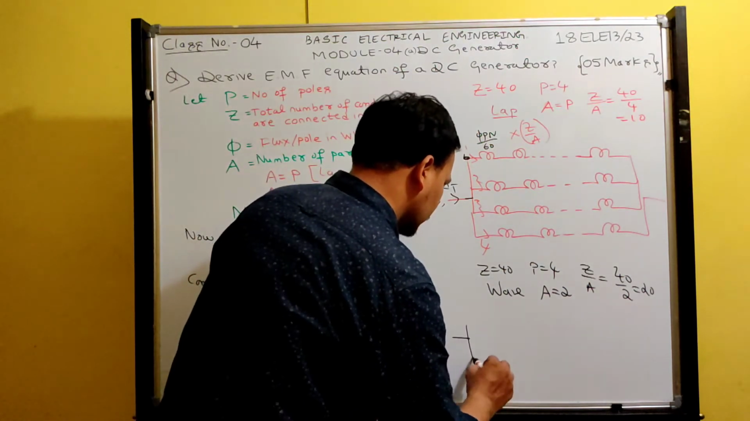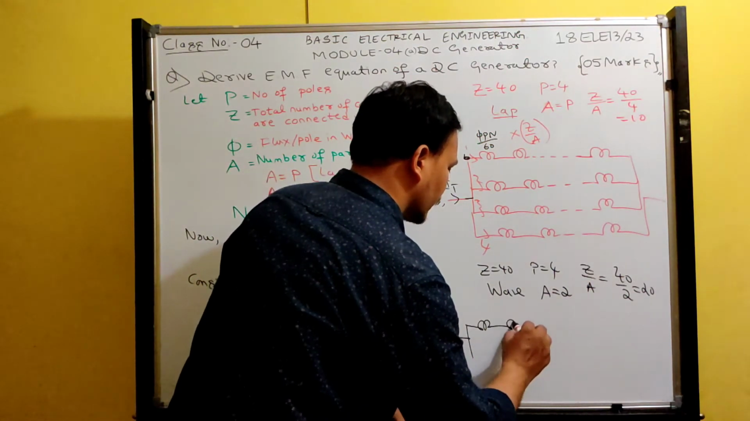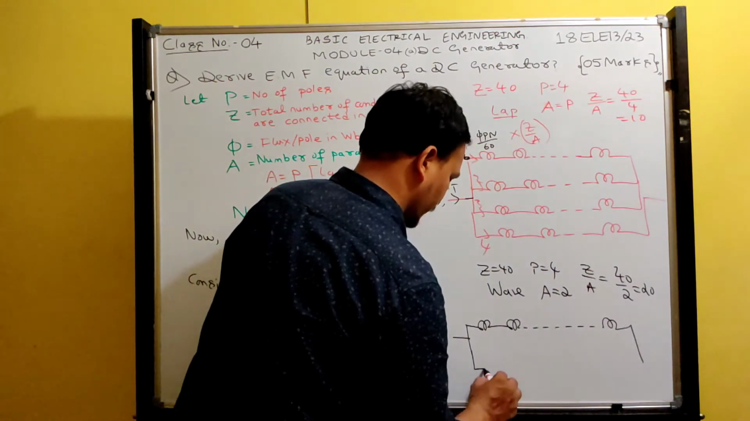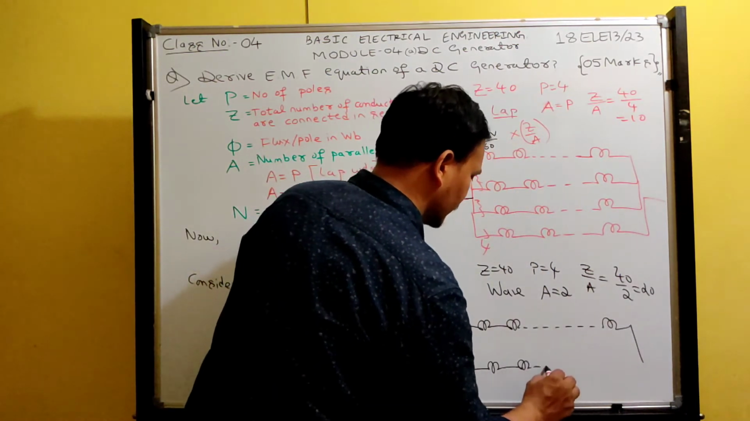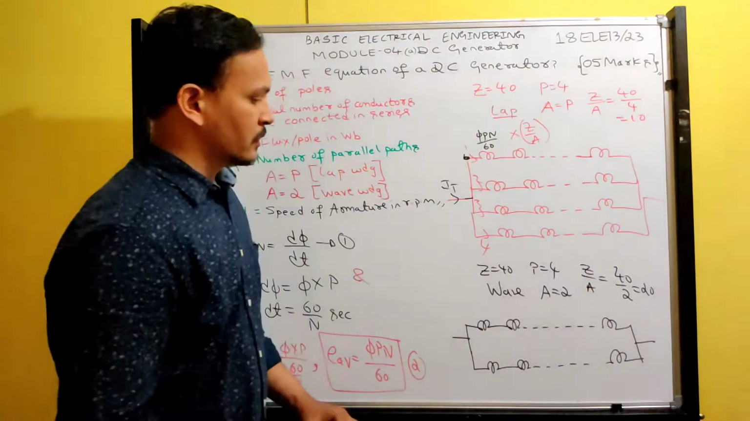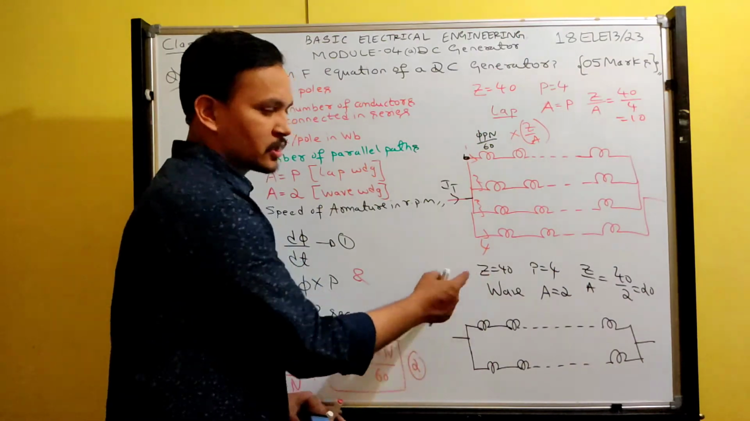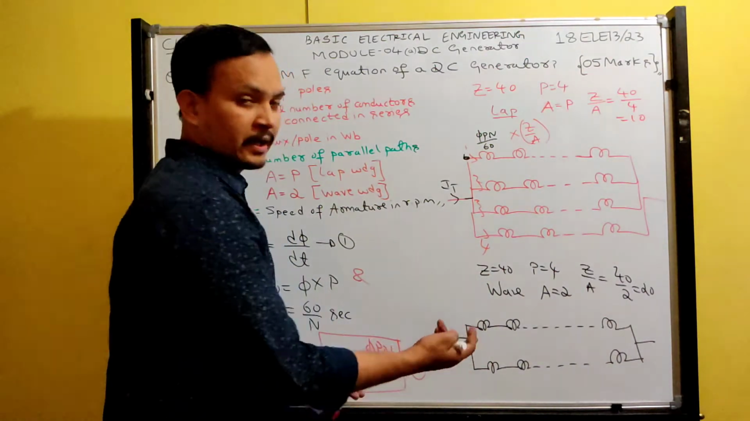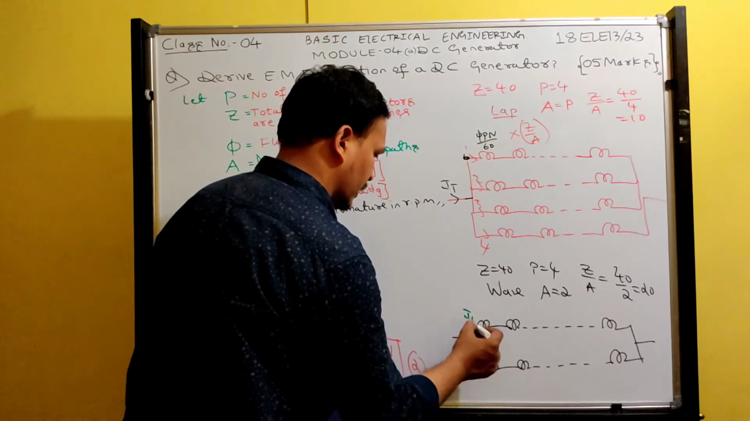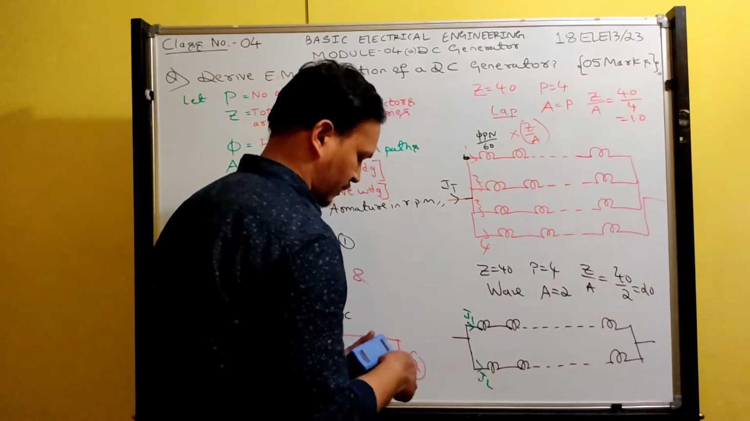Why are we connecting in series? In order to get the required induced voltage. In order to get the required voltage, we have to connect the windings in series. Okay. See. Now only 2 parallel paths because of wave winding, one parallel path, another parallel path. So now look at here. Some I1 current flows here, some I2 current.